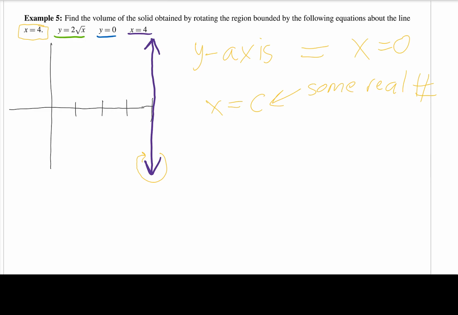Now, if you had the x-axis, that is the same thing as y equals 0. So if you have something that looks like y equals c, where again c is some real number, you would have a dx integral. This would be a good thing for you to note down so that you can make sure when you're doing the washer disk method that you have the correct integral. All right.